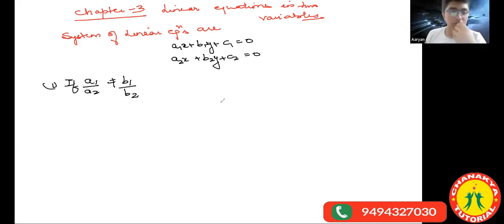Good, beta. Now next thing is to check whether the system is consistent or inconsistent. We have studied the cases. The first case was if a1 upon a2 is not equal to b1 upon b2. What was it? Ma'am, consistent. Yes, the system was consistent.